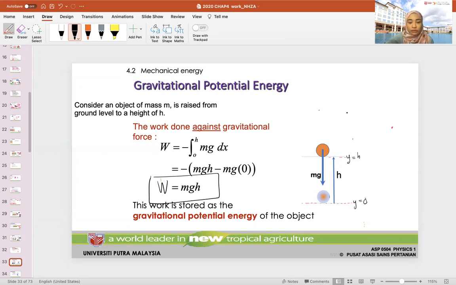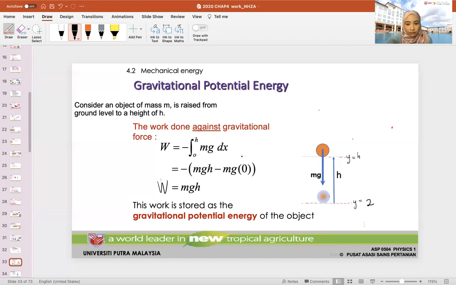So for gravitational potential energy, it is actually work done. We're not talking about gravitational potential energy yet. We're talking about work done. So the work done against gravitational force is mgh. Kalau tengok kat sini, tulis mgh minus mg kosong. So mg kosong, kosong lah kan? Darab dengan kosong akan jadi kosong. But what if we did not start at ground level? What if we started at y equals to 2 ke? It's not 0. So this becomes mgh minus mg2.